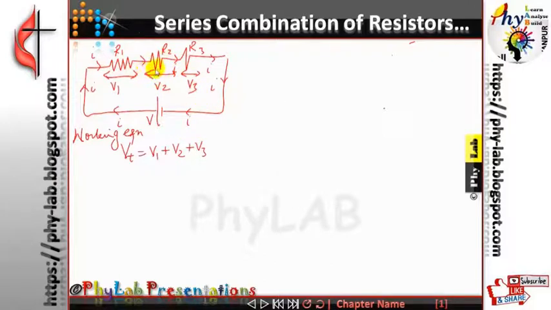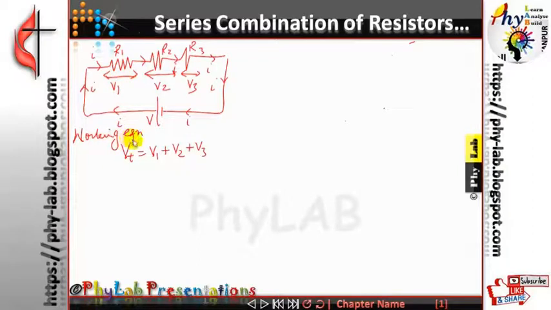So the same current I flows through the resistor R1, the same current I flows through R2, and the same current I flows through R3. The potential that develops across R1 is, let's say, V1, across R2 is V2, and across R3 is V3. So what is happening? The same current flows, but the potential gets divided. Whenever you get a potential divider circuit, such circuits are known as series circuits. So this becomes my series circuit.